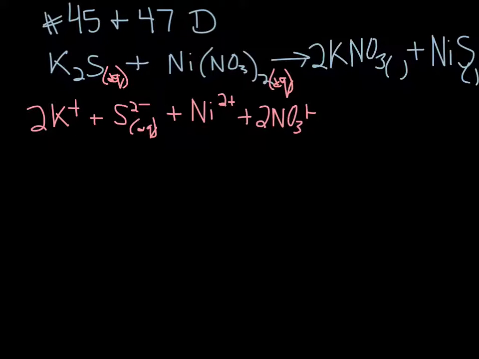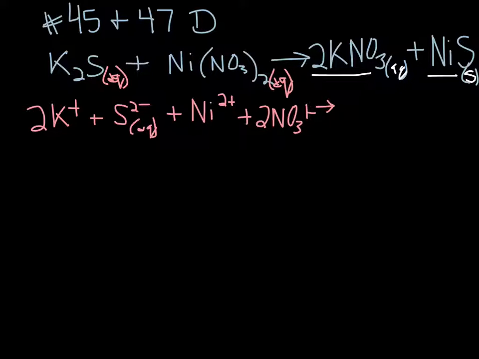Okay. Next, I need to look at the solubility rules and determine which one of my products is going to be the precipitant. And sometimes there's not a precipitant. I'm going to go ahead and look at the rules, and KNO3 is not the precipitant because it's a nitrate. So it's AQ as well. But nickel sulfide will form a precipitant, so we're going to put a little S there.